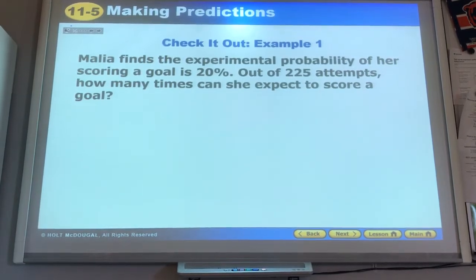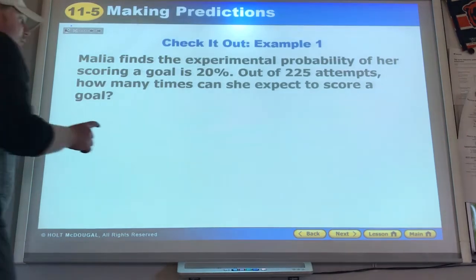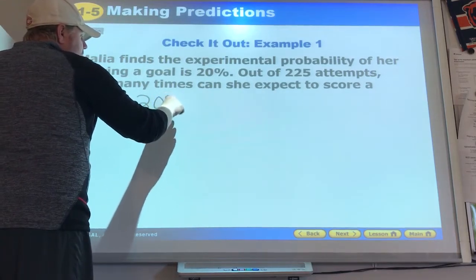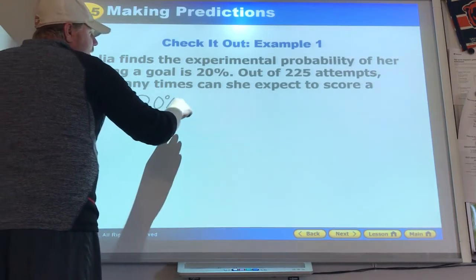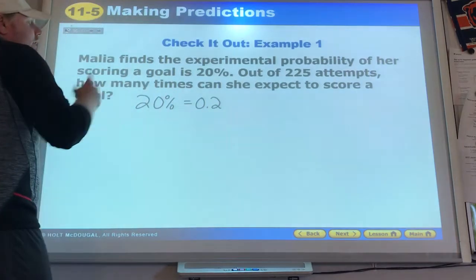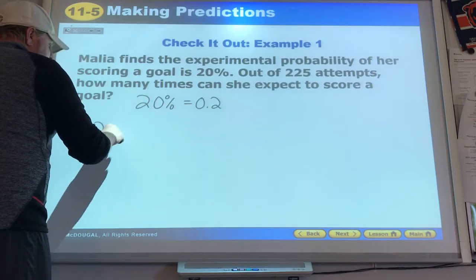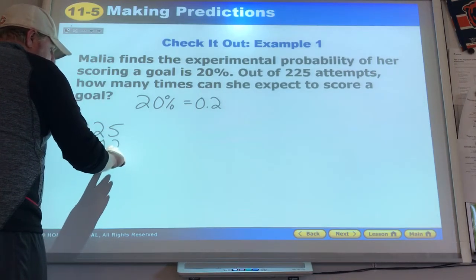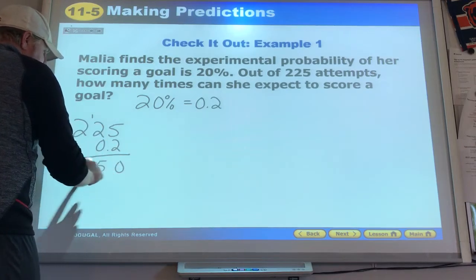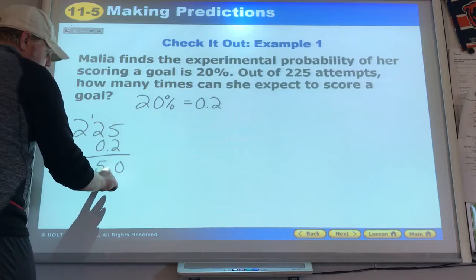Malaya finds the experimental probability of her scoring a goal is 20%. Out of 225 attempts, how many times can she expect to score a goal? Again, I would take the 20% because that's the amount I want to find. I'm going to change it to 0.2. Okay? And I'm going to take 225 times 0.2. Don't forget to move this.